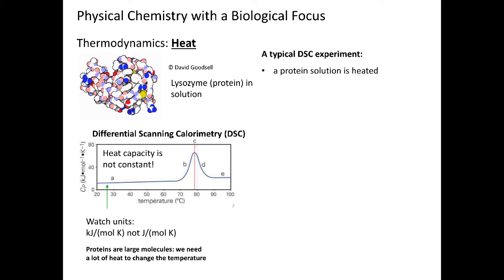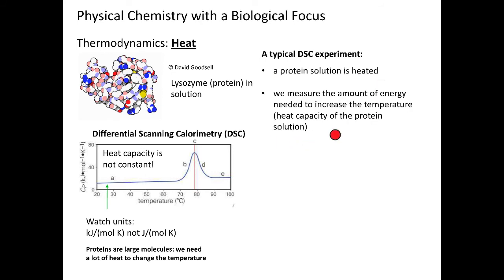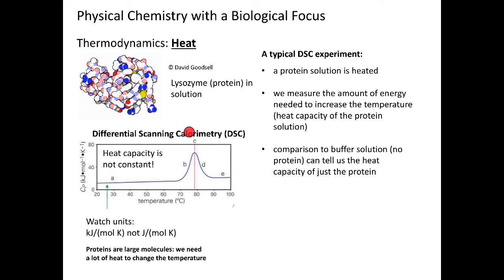Now, as I mentioned, in the differential scanning calorimetry experiment, we use a protein solution and we heat it, and we measure the amount of energy that is needed to increase the temperature, and that is essentially just the heat capacity of a protein. If we measure the amount of energy required to increase the temperature by 1 Kelvin, that is the heat capacity, and we do it while we are changing the temperature. We can do it with a protein in solution, and then we can compare that to just the buffer without the protein. The difference tells us basically what the heat capacity of just the protein itself is.